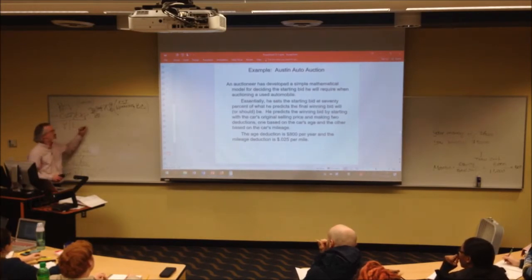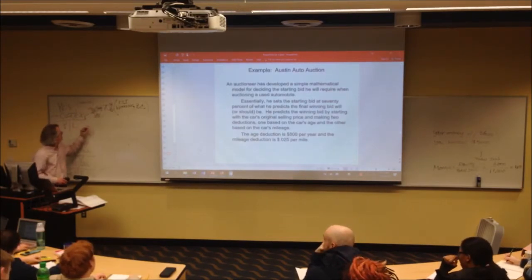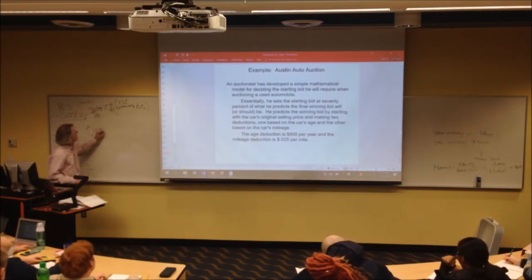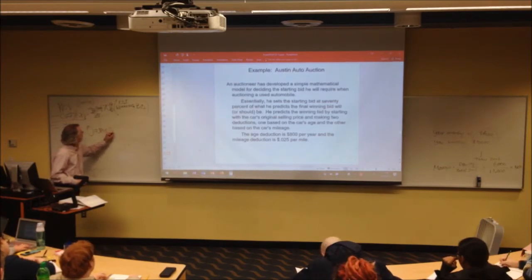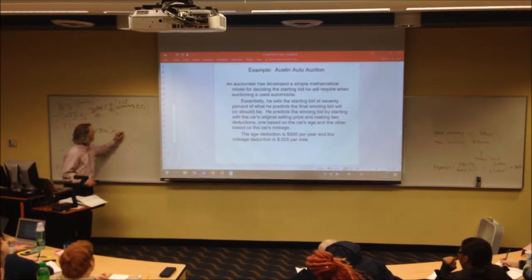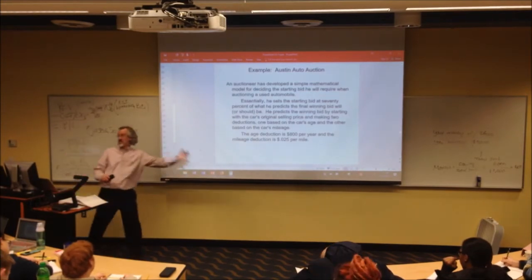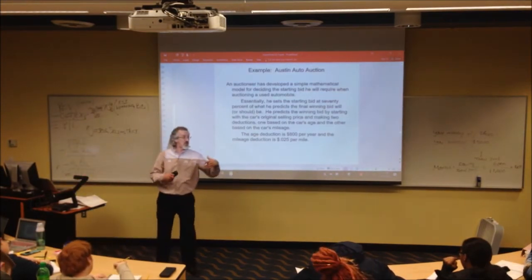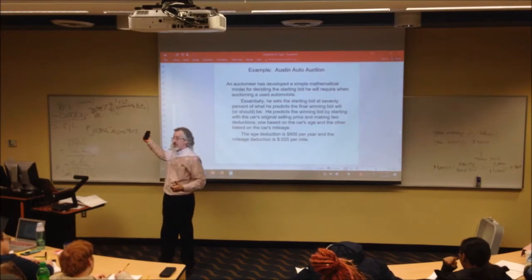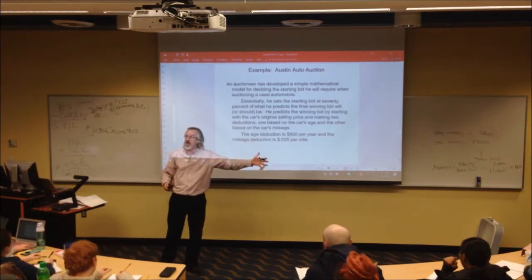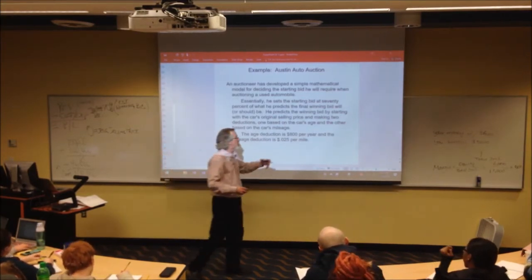I'm going to call it an O. Original selling price, O equals, because this is something that will change for every car that comes up for auction, right? Every car has a different original selling price. So that's why I know that's going to be a variable, because it's not the same for every car.